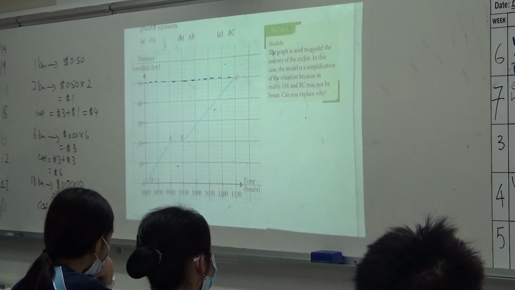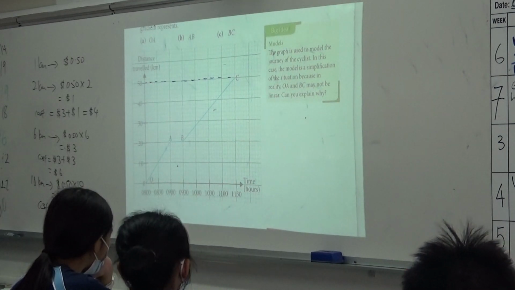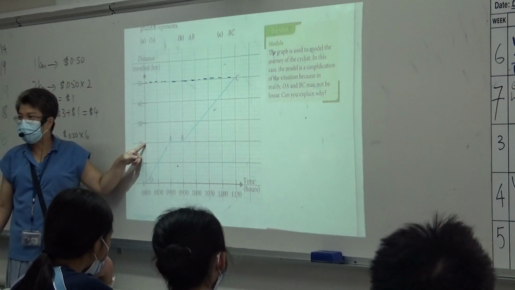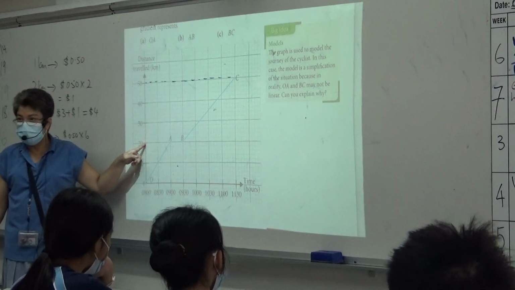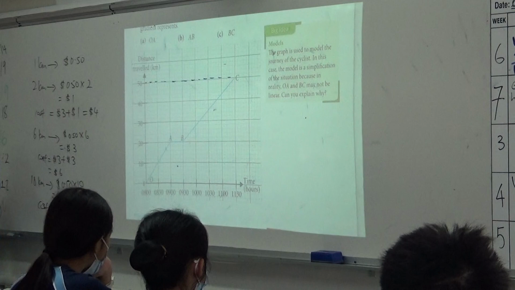Okay. How far did the cyclist travel before his bicycle was punctured? 20, right? Can you see this is 20 kilometers? Yeah. Everybody clear? This one is easier. Give you the graph, you just read. Okay, now next one, next question.